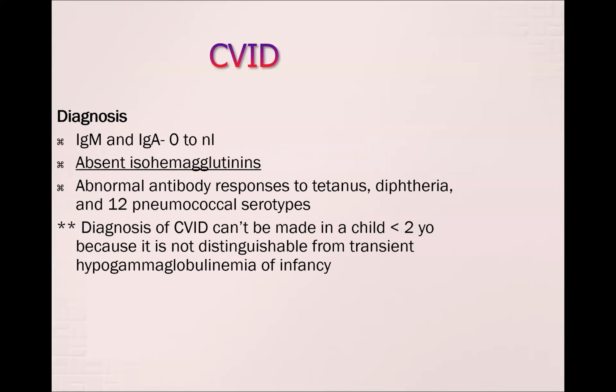So for diagnosis of CVID, the buzzword that you'll want to remember is the absent isohemagglutinin. Patients with common variable immunodeficiency will typically have absent isohemagglutinin. And the other thing to know is that in young children, you can't technically make the diagnosis of CVID in somebody less than 2 years of age because of the inability to distinguish it from transient hypogammaglobulinemia of infancy, which we'll talk about here in just a second. And that's something you guys will want to know about for our patient population.